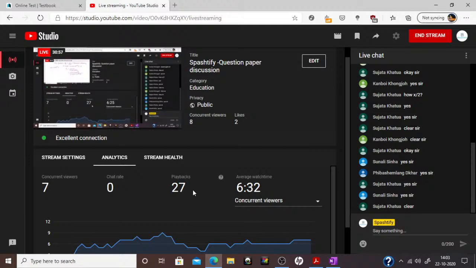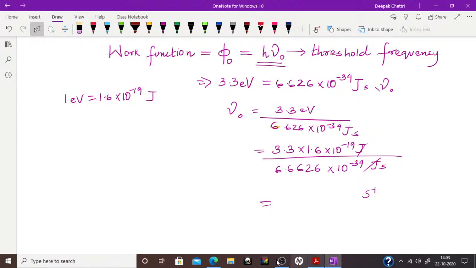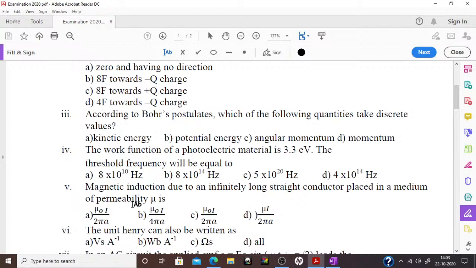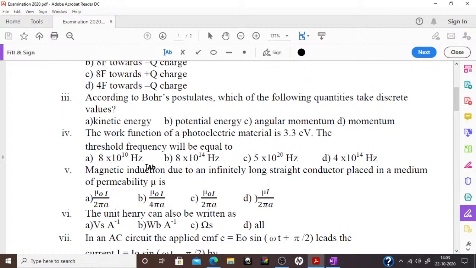Okay, so you can do that. Next question. Question number 5. So what is question number 5? Magnetic induction due to an infinitely long straight conductor placed in a medium of permeability mu is.